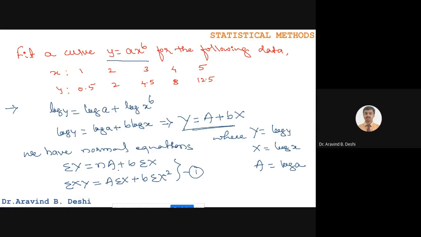Unknowns small b and capital A, but in the equation we want small a. Therefore, with the help of this relation capital A equal to log a, we need to find small a, that is a equal to e to the power capital A. Then we'll get small a, then substitute in the given curve. Therefore, now we need to find table values. Contains extra two columns, that is capital X and capital Y.